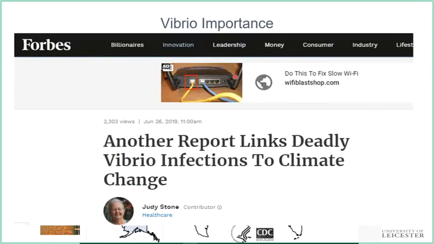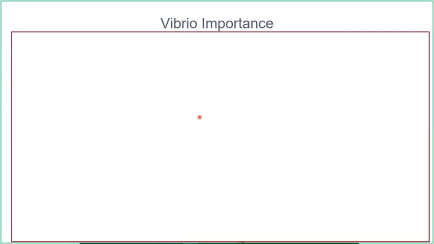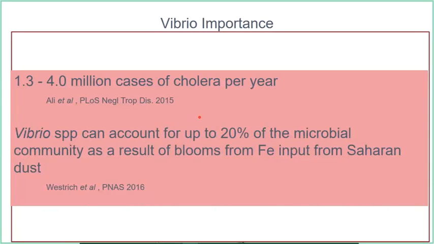The rise in Vibrio cholerae is thought to be linked to climate change. So as we go forward, understanding vibriophages, and in particular CTX, and how that might change with climate change is important, and also virulence genes. And of course, most people have probably heard of Vibrio cholerae.